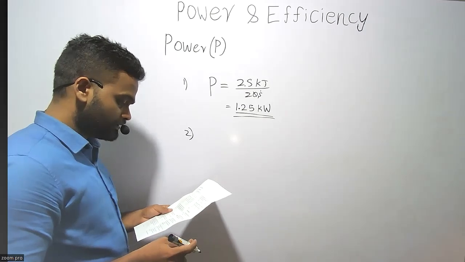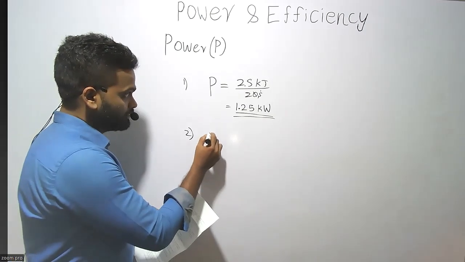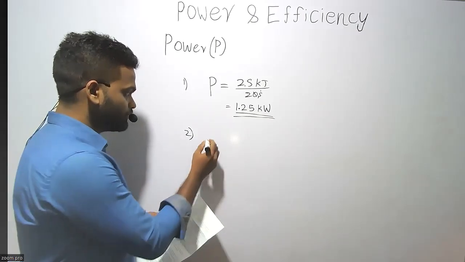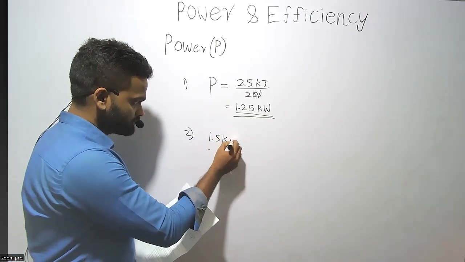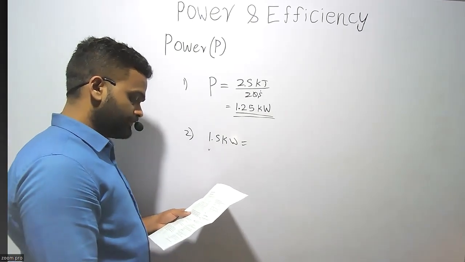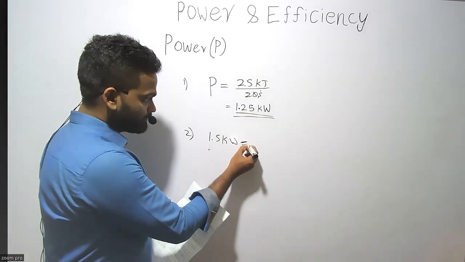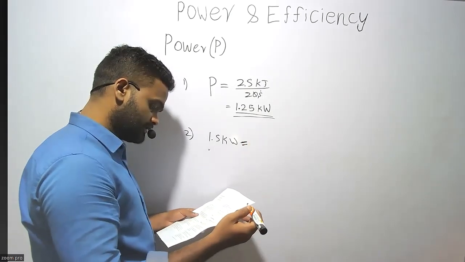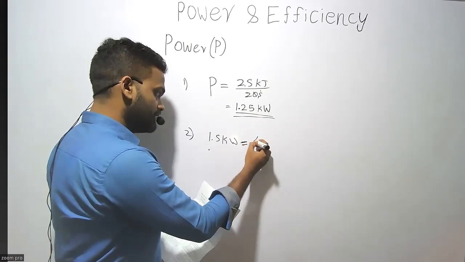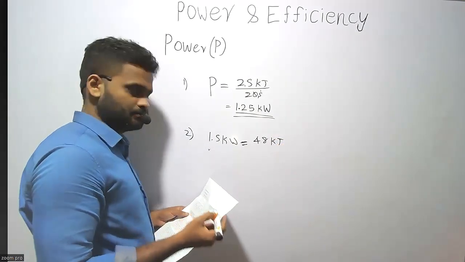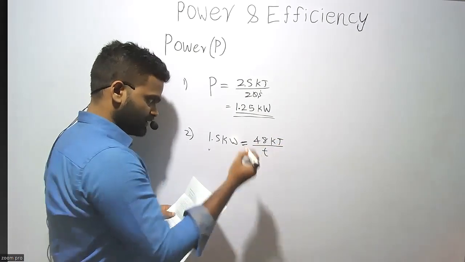Okay, so here the power is 1.5 kilowatts. Then the heat provided, that is like energy gained, right? Energy gained is 48 kilojoules. Here what they ask is time. This is what they ask.